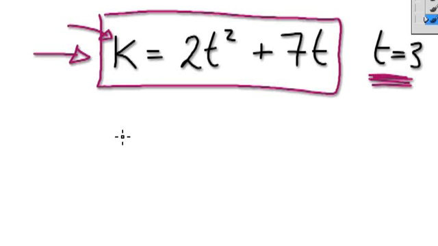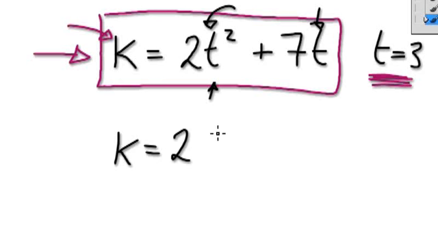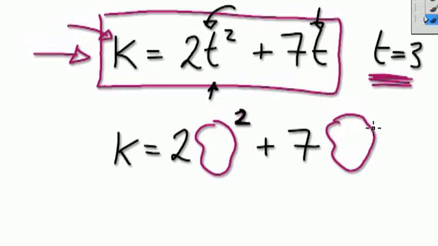So now, because you want to know what k is, you put the t into here, and into here, because you're just following the formula. The formula is saying, in order to find out k, you need to get t, square it, and then times 2, and whatever the answer is, add it to 7 times t. So let's do this one step at a time. Let's write the formula down. So you've got 2 times t squared, and then you've got 7, and then t goes into here.